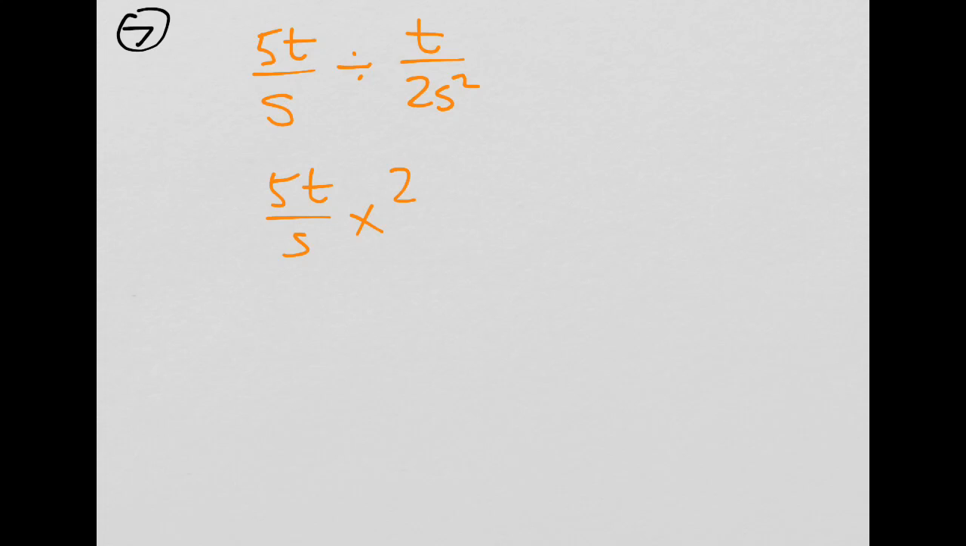Question 7. Fraction question. 5t over s squared, over s, divided by t over 2s squared. Well, when we divide fractions, we turn the second one upside down, make it into a times. What will cancel? There's a t there and a t there, it will cancel. There's an s here, which will cancel with one of these s's here. So that leaves us with 5 times 2, 10s on the top, and 1 times 1, 1 on the bottom, so just 10s.